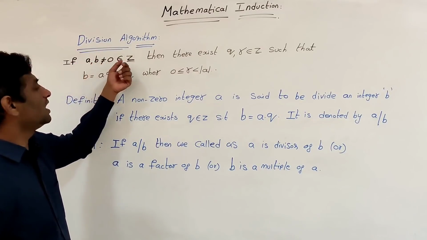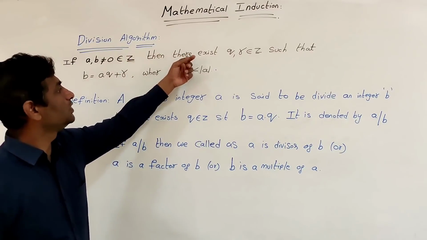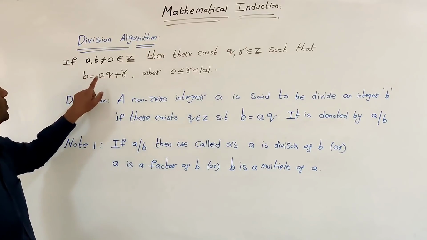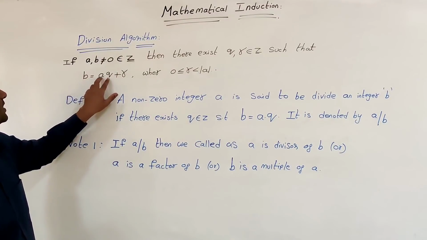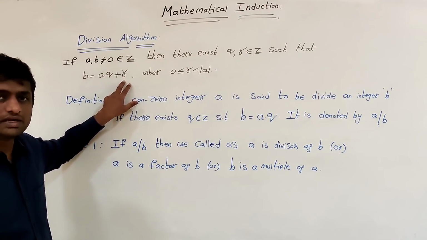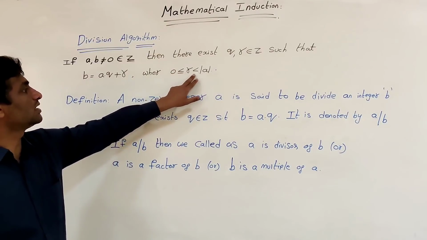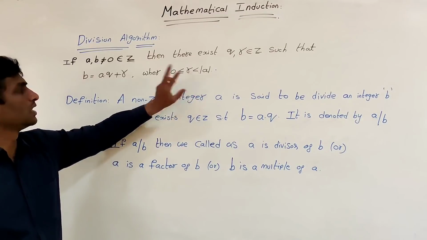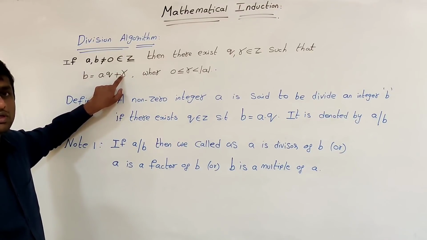If a and b are two integers, where a is not equal to 0, then there exist unique elements q, r belonging to Z such that b is equal to a into q plus r. It means every integer can be written as a times q plus r, where r is the remainder, and that remainder should satisfy 0 less than or equal to r less than modulus of a, where r is a positive integer. Now see, if the remainder is 0, what happens?